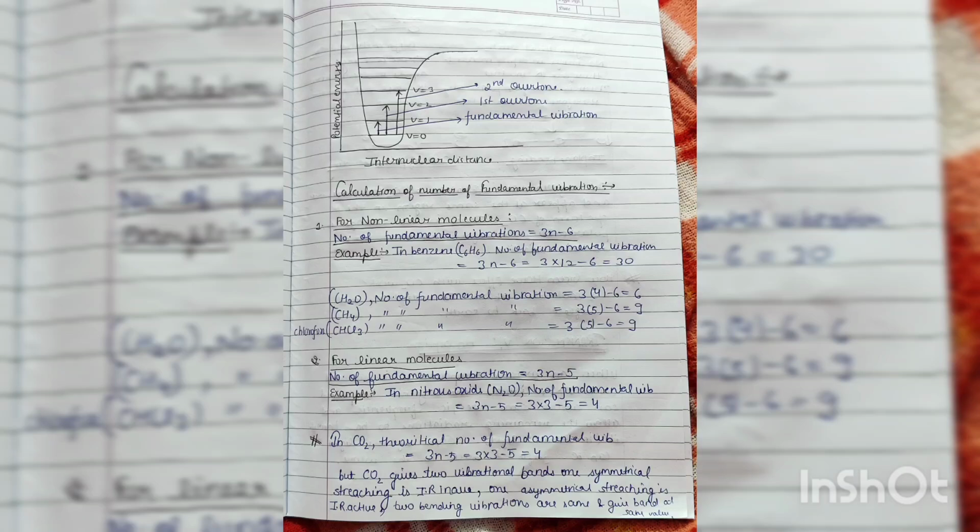Next, for linear molecules, number of fundamental vibrations is equal to 3n minus 5. For example, nitrous oxide N2O. Number of fundamental vibrations is equal to 3n minus 5, which is equal to 3 into 3 minus 5, which is 4. Now, in CO2, theoretical number of fundamental vibrations is 4, but CO2 gives two vibrational bands only. One symmetrical stretching is IR inactive. One asymmetrical stretching is IR active. Two bending vibrations are the same and give a band at the same value.